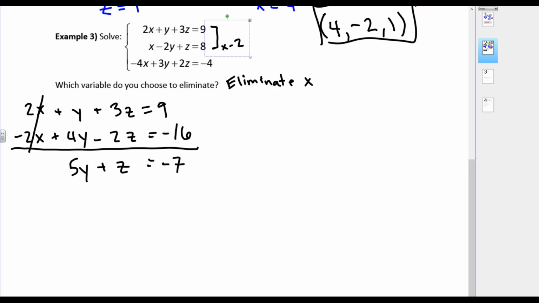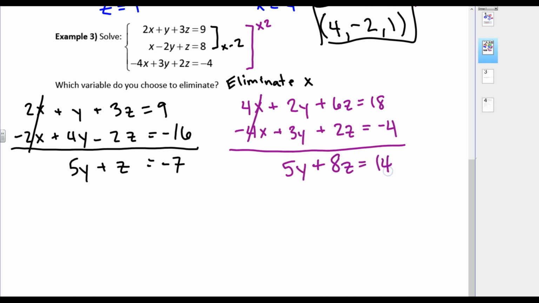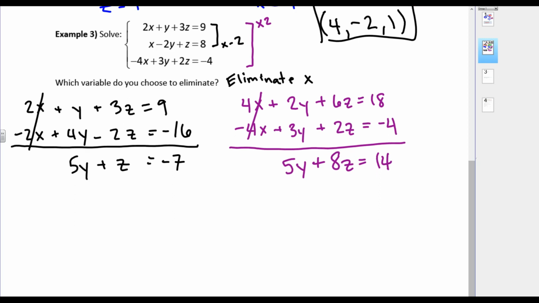All right, and now I think I'm going to do my top and bottom equations, where I'm going to multiply the top times 2 to eliminate things. So my top equation would become 4x plus 2y plus 6z equals 18. And my bottom equation is still -4x plus 3y plus 2z equals -4. And when I add straight down, the x's cancel just like I wanted them to, and I get 5y plus 8z equals 14. And so now I have a new system of equations.